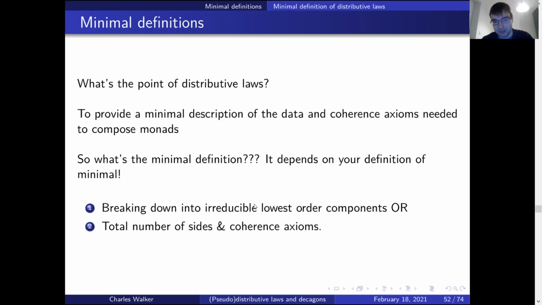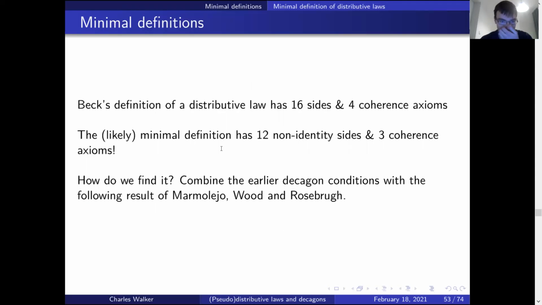So in this sense of breaking into lowest order components, Beck's definition of distributive law is minimal. But in this sense, in the sense of number of sides and coherence axioms, it's not minimal. Beck's definition has, say, 16 sides, so 2 pentagons and 2 triangles, and 4 coherence axioms. And the minimal definition, or likely minimal, has 12 non-identity sides and 3 coherence axioms.